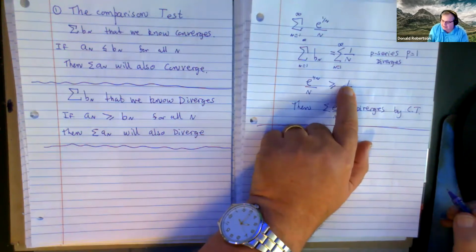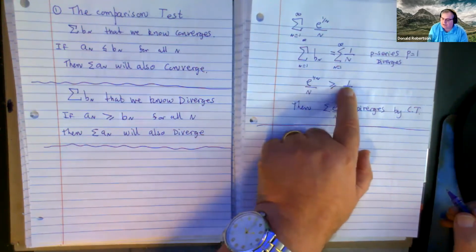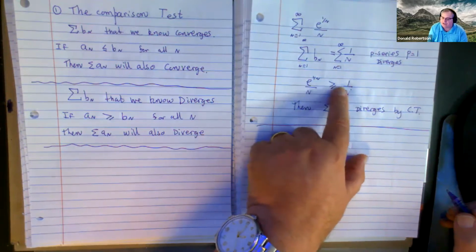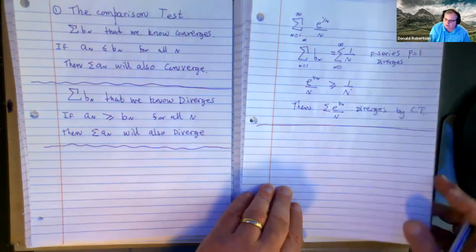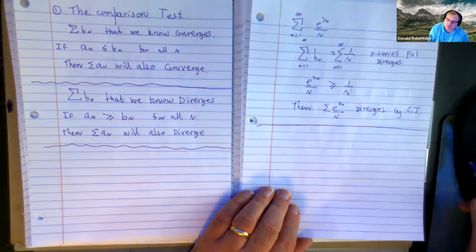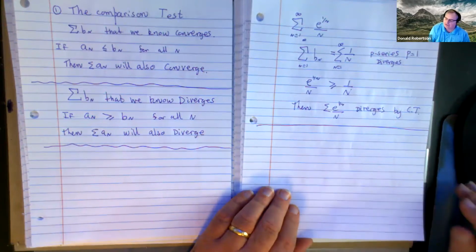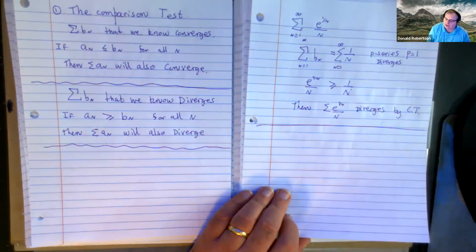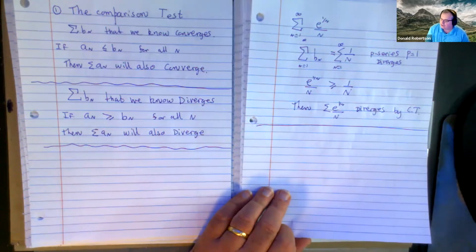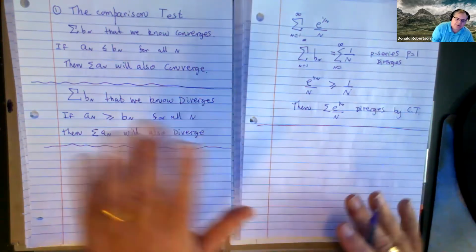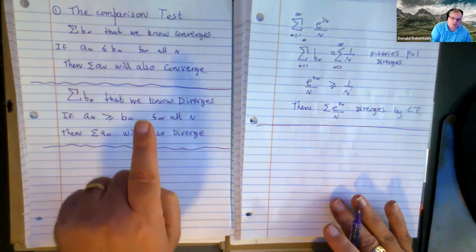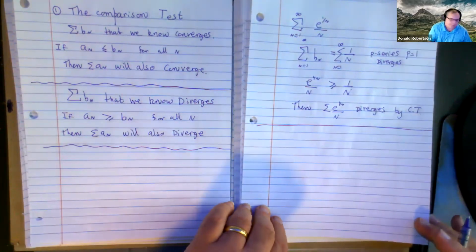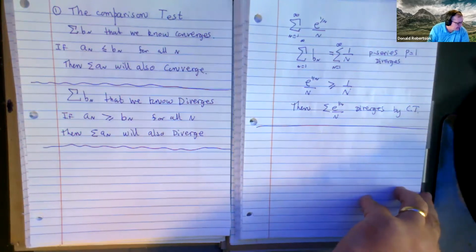Now, why didn't I pick e? Well, e over n isn't less than this. It's actually bigger than this, and that's no good to us. Because if you're bigger than something that converges, or if you're less than something that diverges, you can't make any conclusions about that. Couldn't you be something that's less than a diverger and still diverge as well? Couldn't you be bigger than a converger and still converge? So we have to be less than something that converges or bigger than something that we know diverges. Any questions?